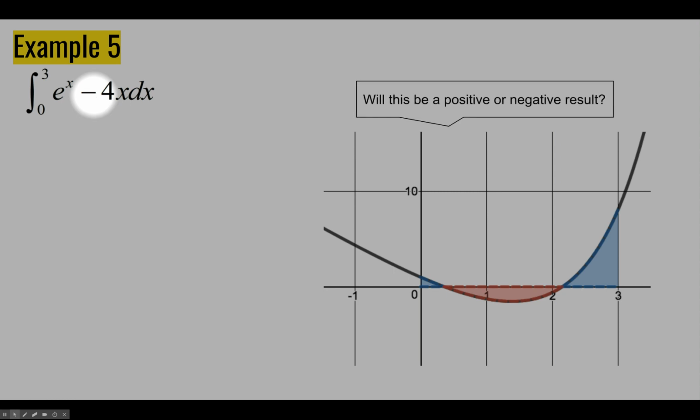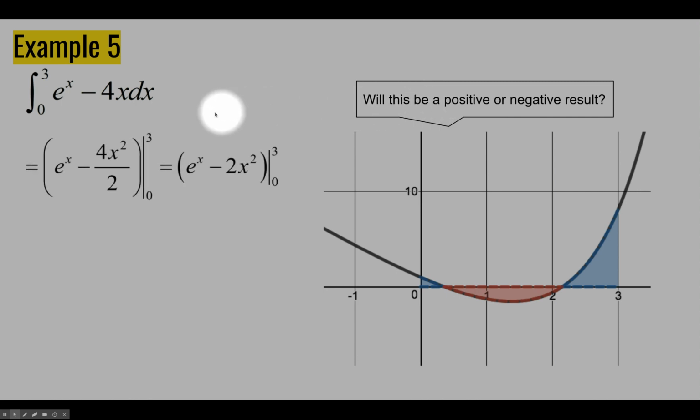When we go and compute this, what we're actually doing is finding the signed area between the graph and the x-axis. This is what the graph looks like here. And between 0 and 3, you can see there's some negative area and some positive area in blue. So you might want to guess, is this going to be a positive or a negative result? Let's find out. When I take the antiderivative of this function, I'm going to do that one piece at a time.